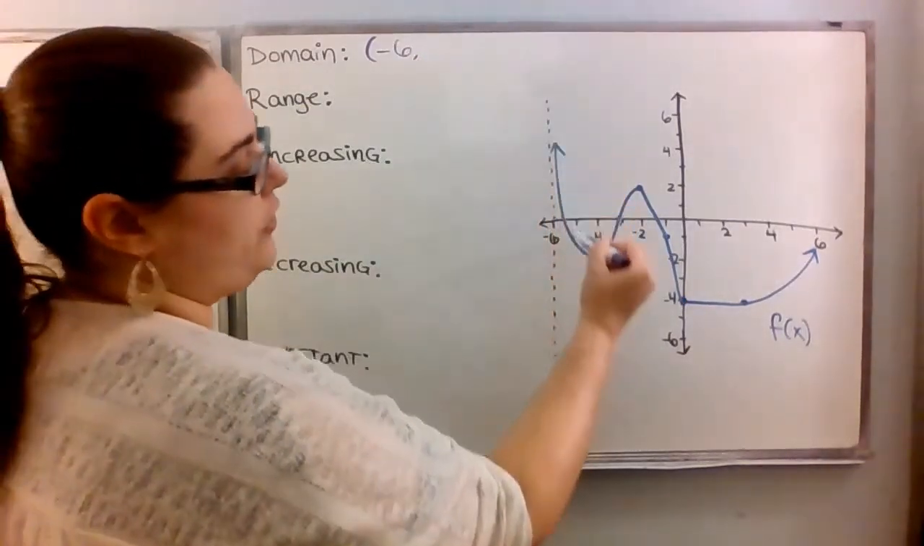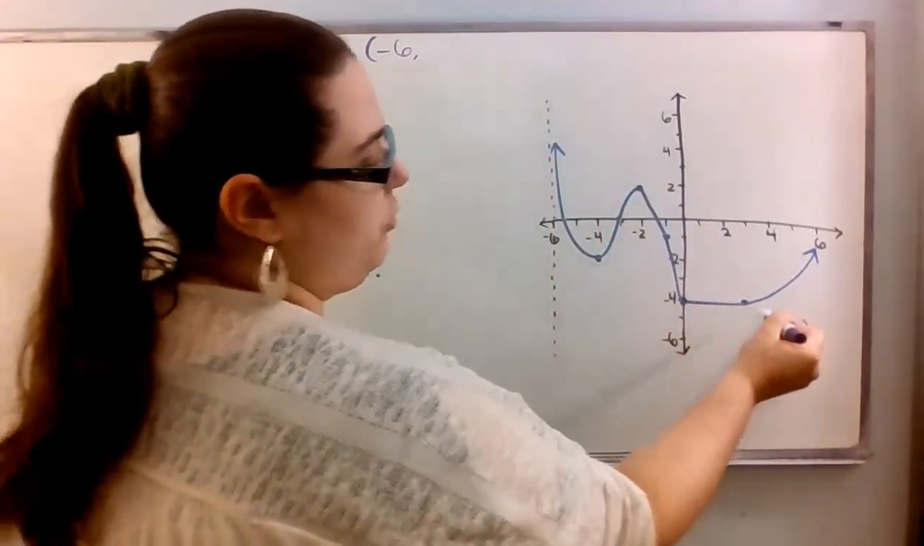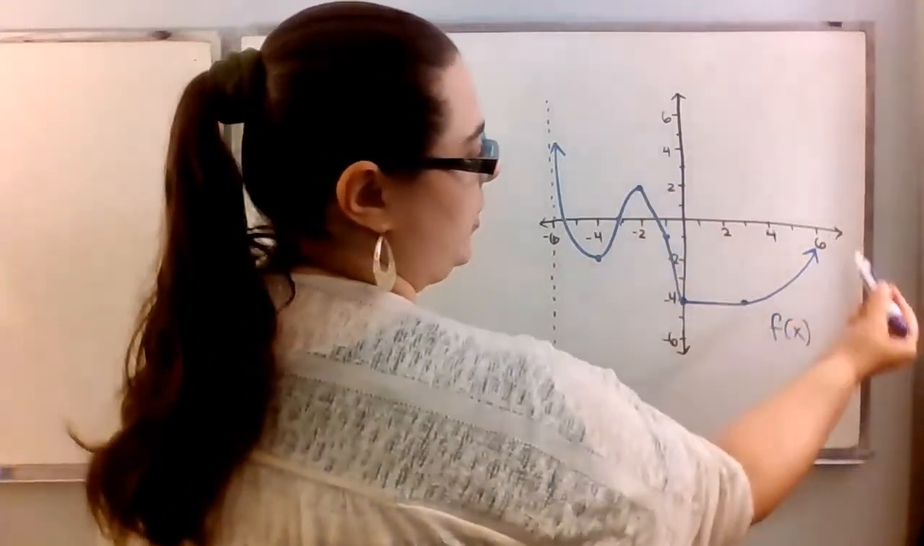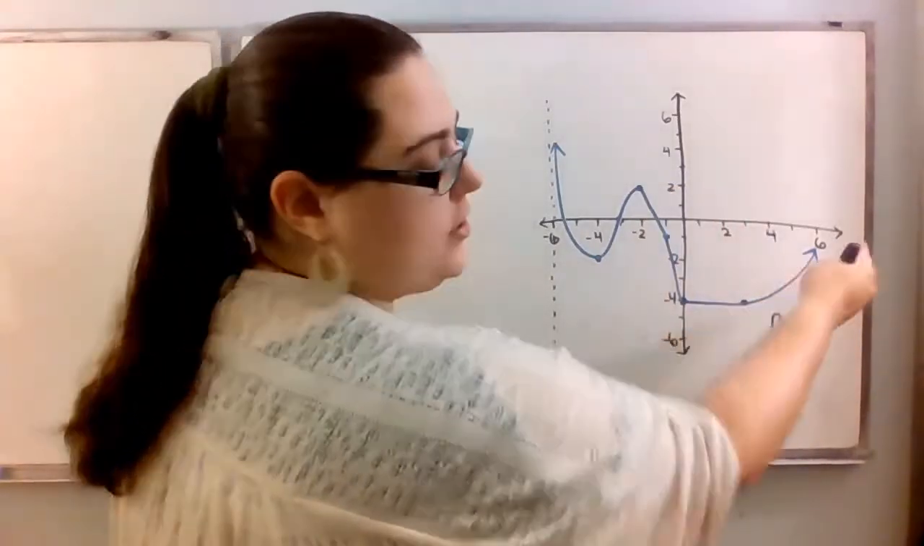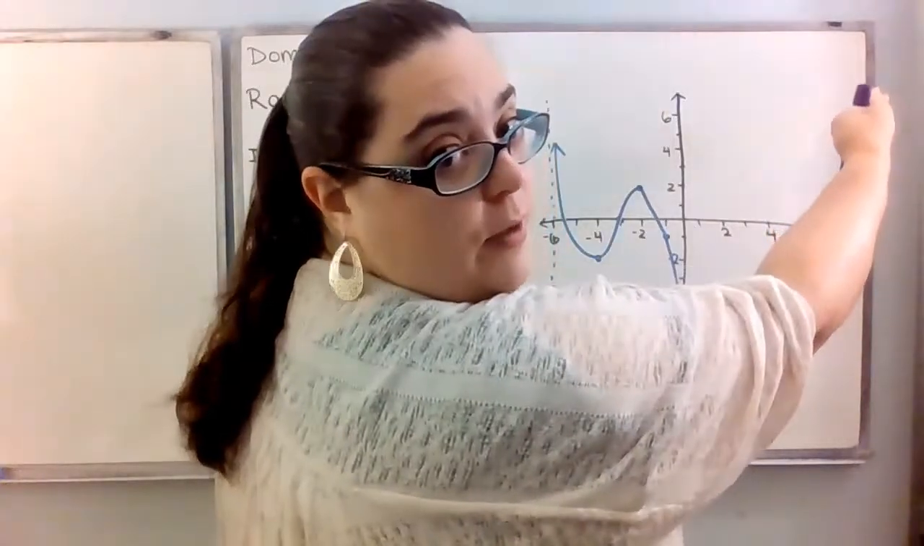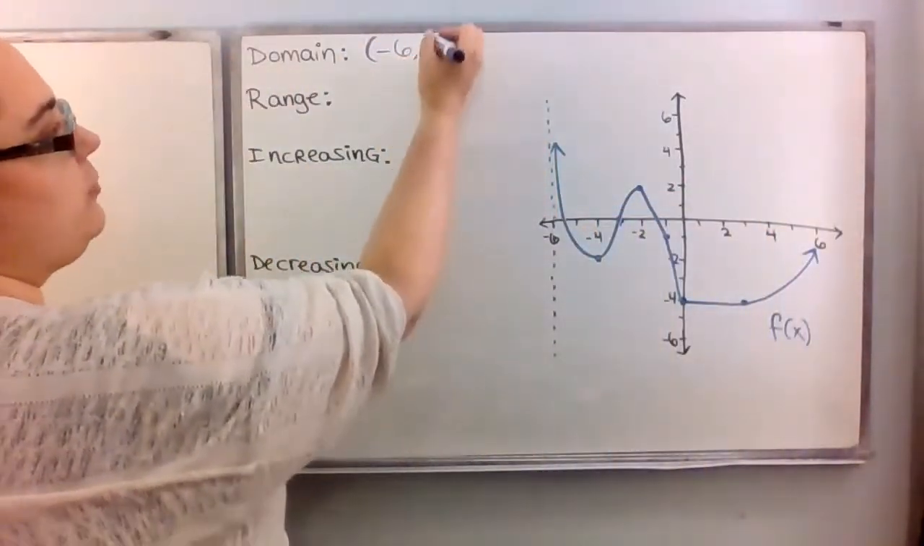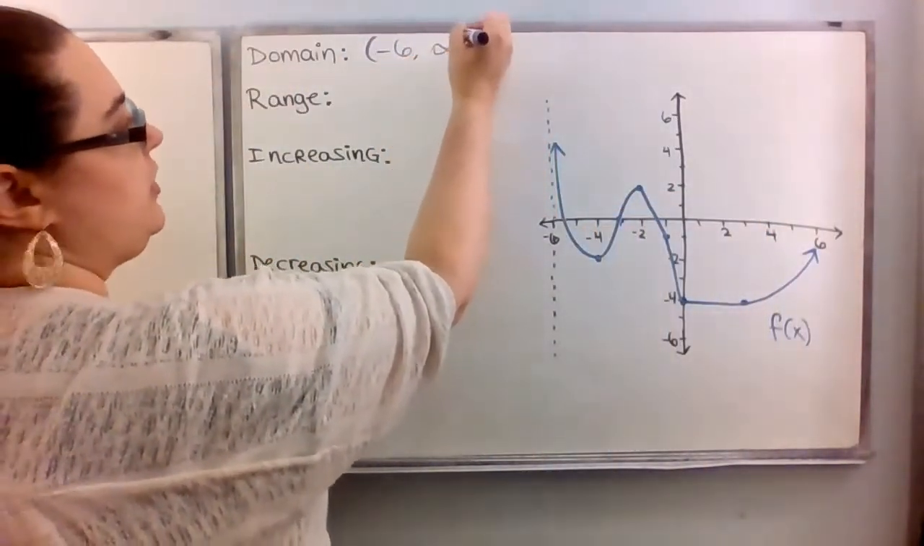And then as I follow the function along, it continues. There are no breaks or anything weird happening. And this arrow on the end here says this is going to continue off and to the right forever. So it's going to go from -6 to infinity.